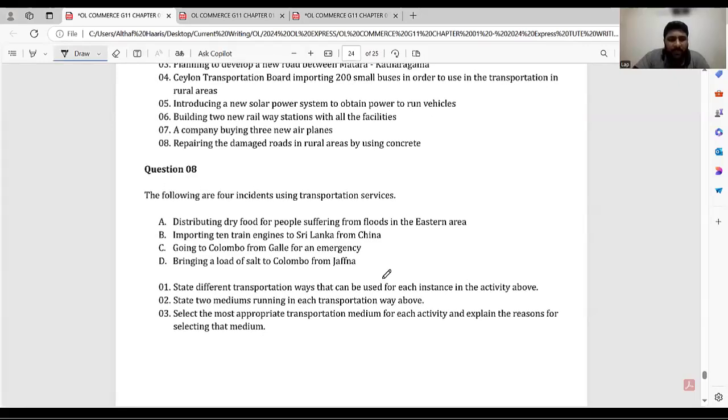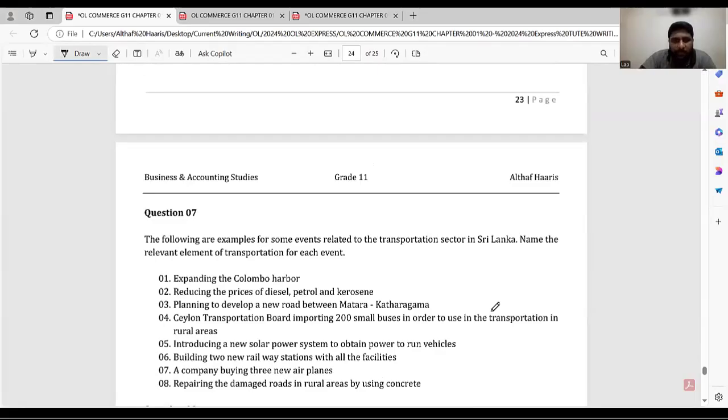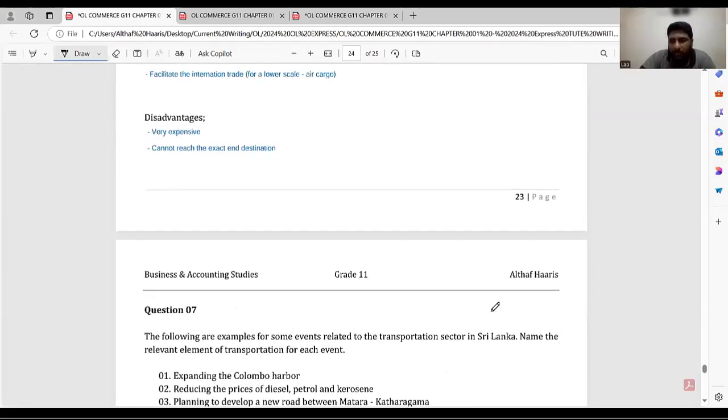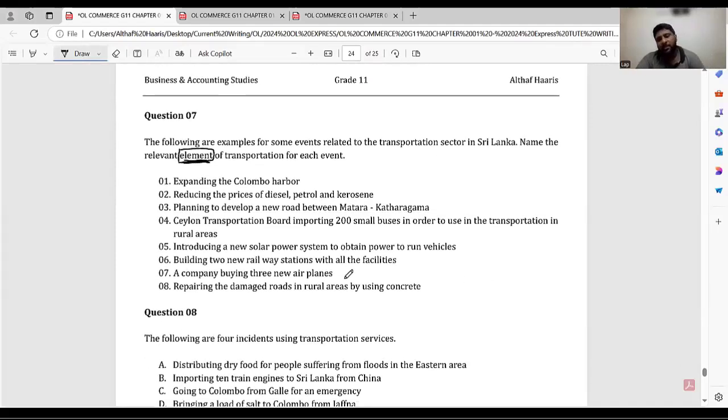So there are two questions. Can you all do, people? First one, the following are certain examples for events related to the transportation sector in Sri Lanka. Name the relevant element of transportation for each event. I'll give you 2 minutes. Quickly do.